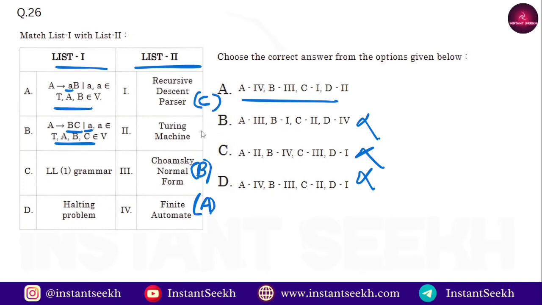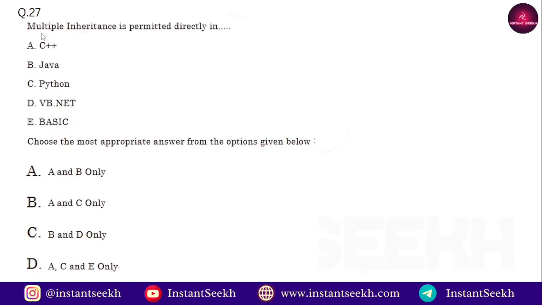Halting problem is a Turing machine problem. So A goes for 4, that is your finite automata. B goes for the rule that can be well handled by Chomsky normal form. C goes for first, recursive descent parser, and D goes for Turing machine. That is your option number 2. So option A is your right matching option for this particular question. Let's move on to the next. Multiple inheritance is permitted directly in which of the following languages? You should know which languages support multiple inheritance.